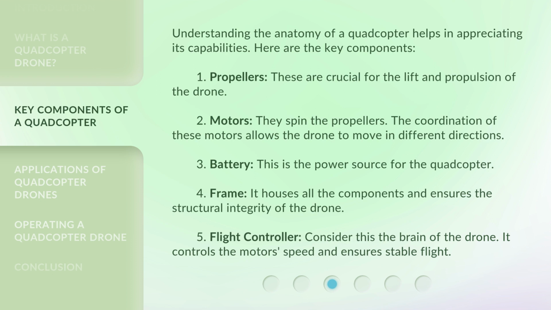3. Battery. This is the power source for the quadcopter. 4. Frame. It houses all the components and ensures the structural integrity of the drone. 5. Flight controller. Consider this the brain of the drone. It controls the motor's speed and ensures stable flight.